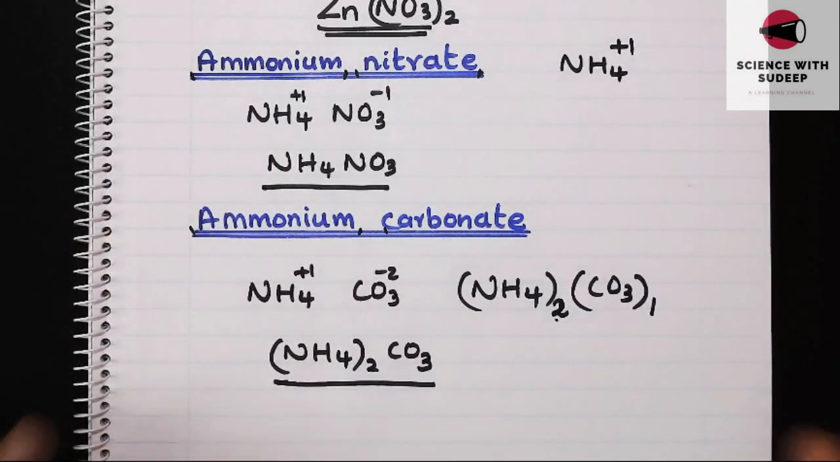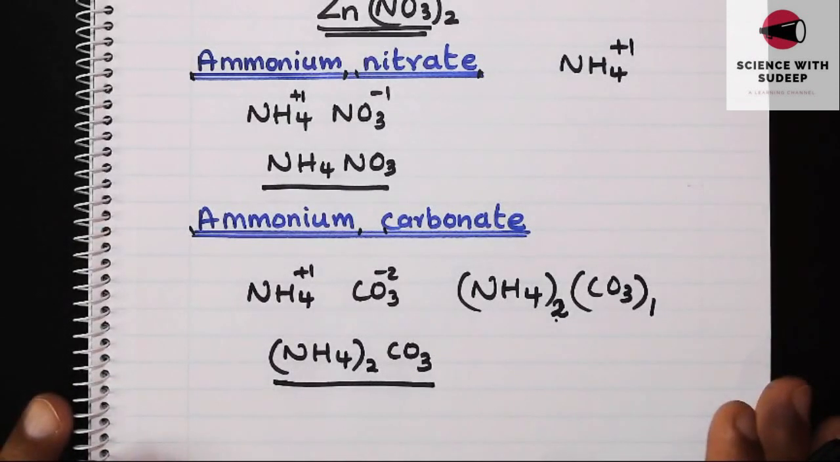I hope you understand. These are the examples and explanation of how to write chemical formula with compound ions.